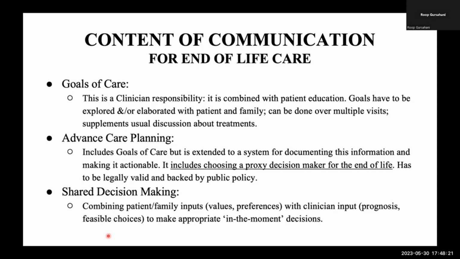If you have done this, then you have embarked on what is termed advanced care planning. Advanced care planning is an umbrella term for goals of care, the living will. But the most important is choosing a proxy decision maker, because towards the end, most people can't make their own decisions. And eventually, you combine patient and family inputs with clinician input to make appropriate in-the-moment decisions, and we call that shared decision making.